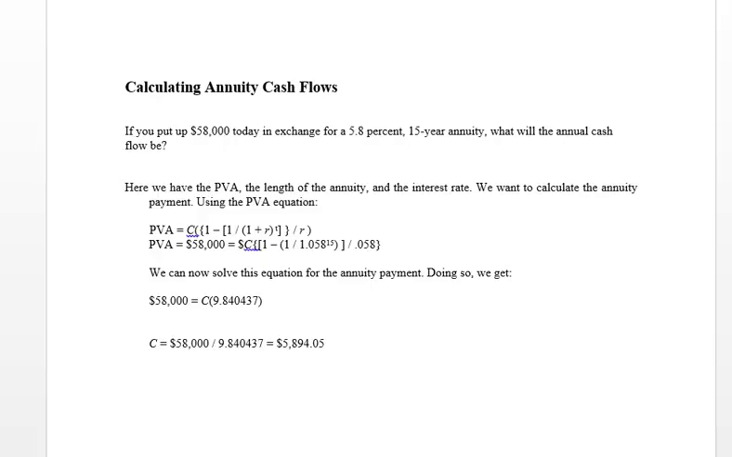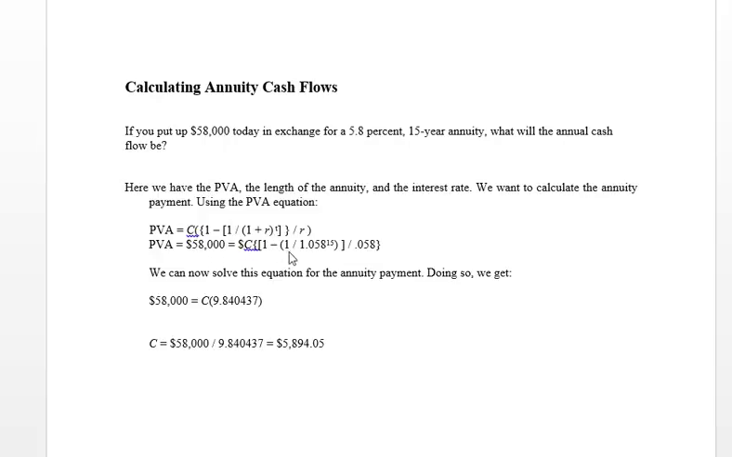We're going to use the PVA formula. The PVA formula looks like this. PVA is equal to C, which is the cash flow. Then you open up a bracket, and in the middle you see 1 minus 1 over 1 plus R to the T, where R is the rate and T is the time. Close the bracket, divided by R, the rate. So we're going to work in the middle first. And you can see how this works.